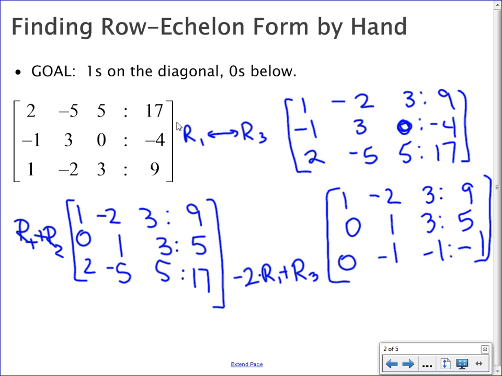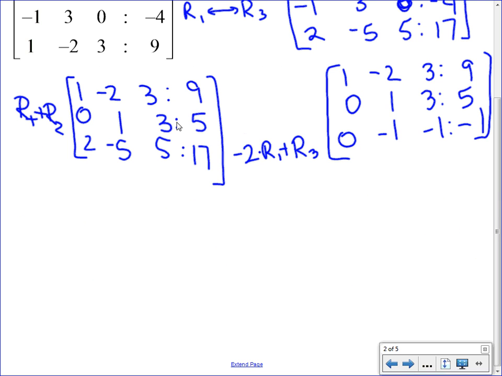Okay, we're almost there, right? Almost. We need a diagonal of 1s, and then underneath the 1s, we need 0s. So underneath this 1, I need a 0. Add those 2 rows. If we add row 2 and row 3, that will become a 0, won't it? I think so. So if I add row 2 and row 3, we get 0, 0, 2, 4.